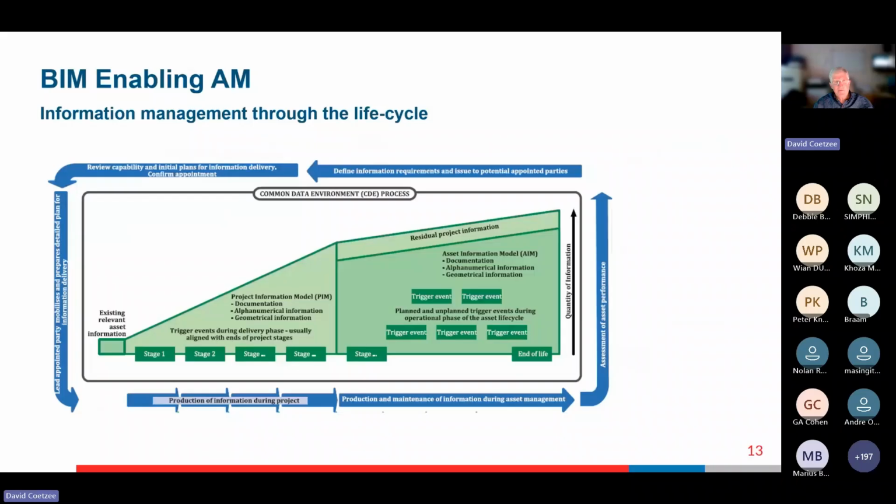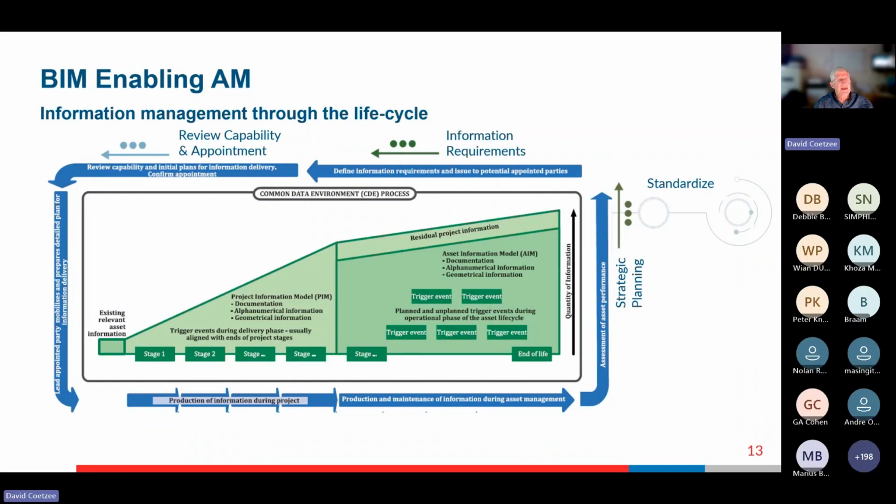Then going through the information lifecycle, and I'm going to go through this quickly. We start off in the BIM process with our strategic planning, which we want to standardize as far as possible, and standardization applies to everything that we do. What are the information requirements? What do we need to know? What is the capability and who's being appointed by what? All of this is embedded in ISO 19650 in a very structured way.